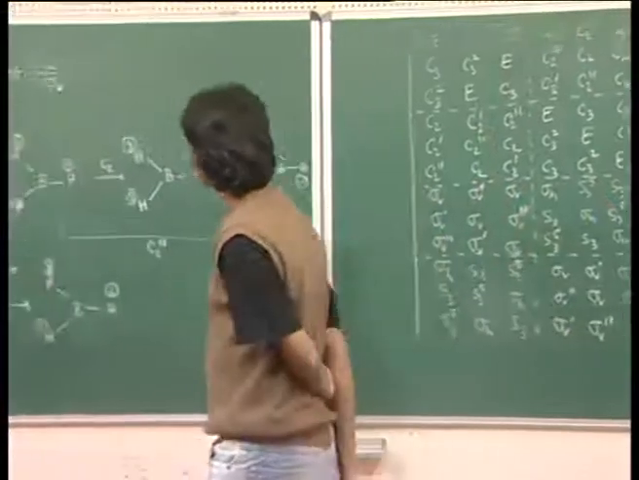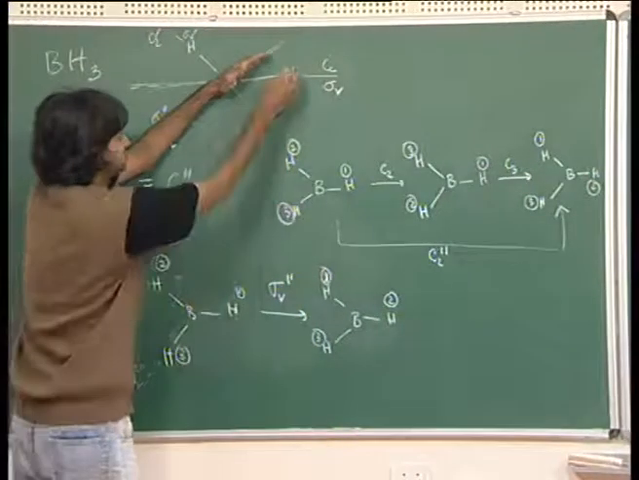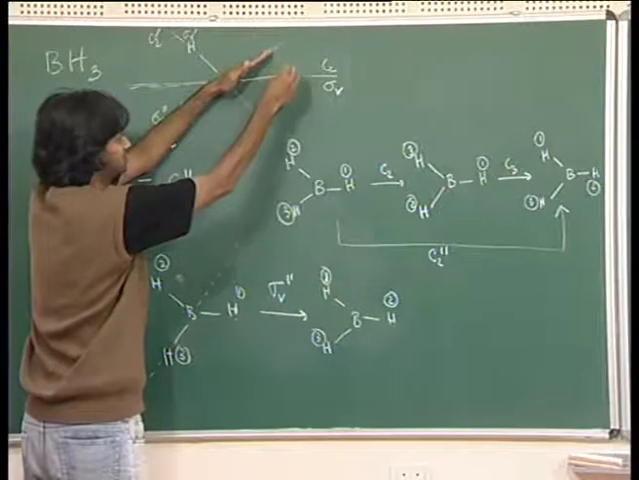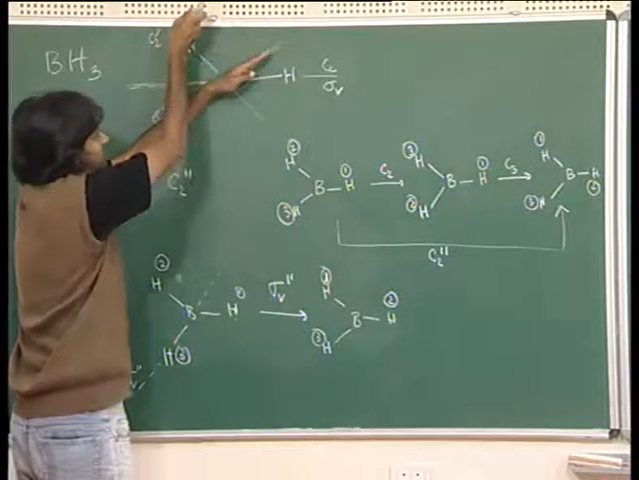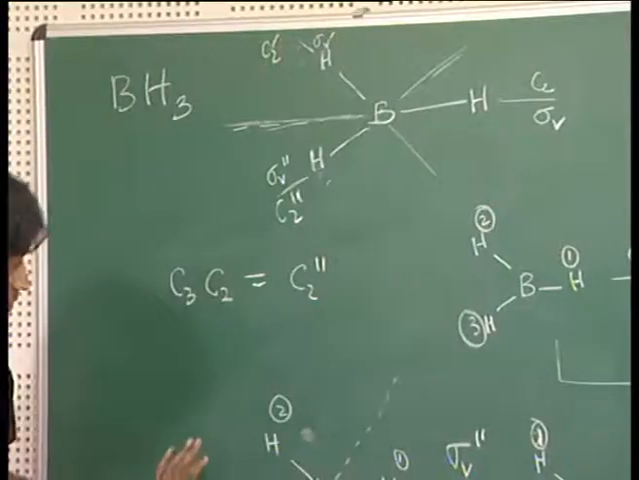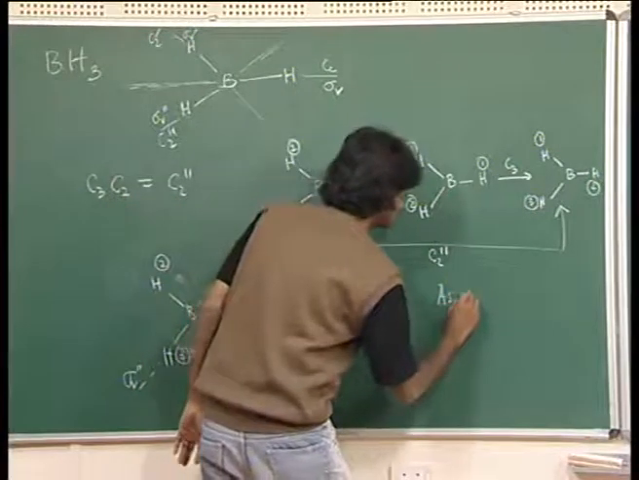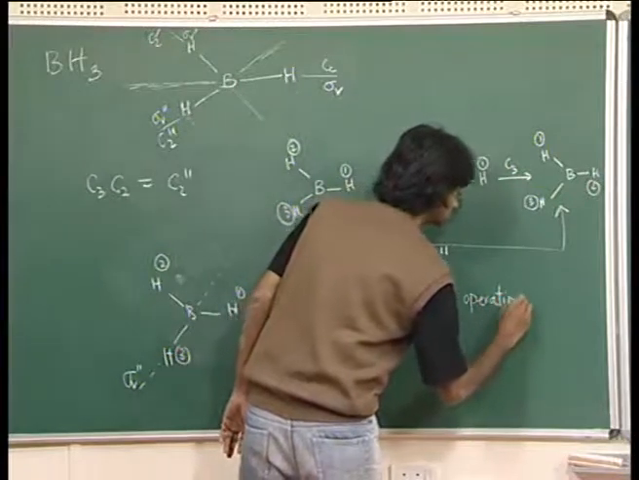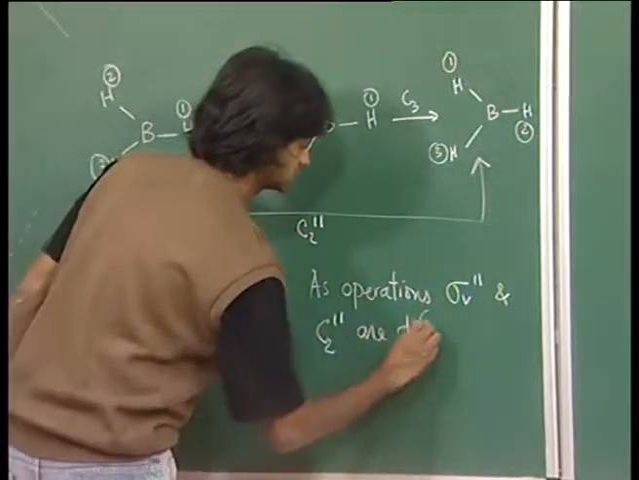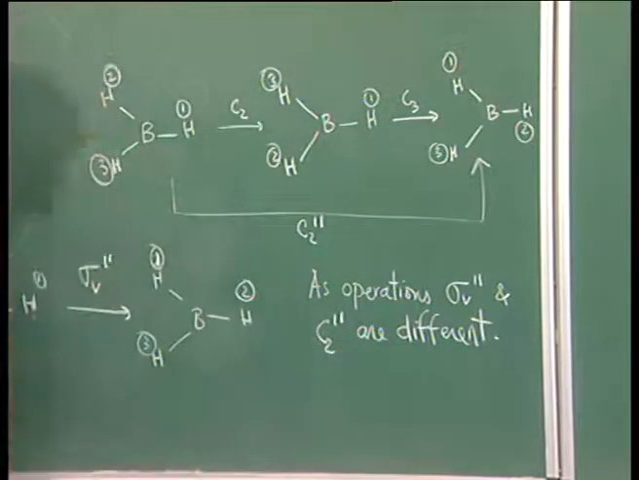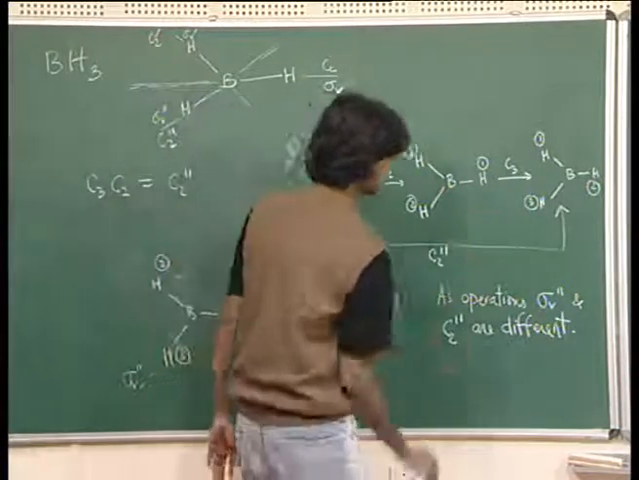So for a molecule that was not planar, their effect would be different. Suppose you had a molecule that was not planar, you had an edge, you had something coming out here, that would go inside, whereas in a reflection it would still stay above the board. So as operations, sigma v double prime and C2 double prime are different, even though for the planar molecule they seem to have the same effect.